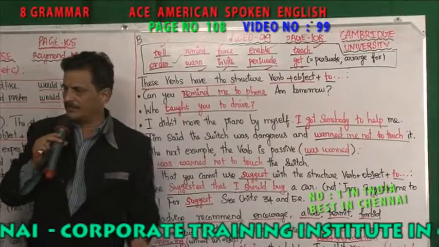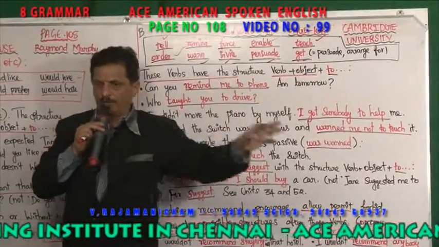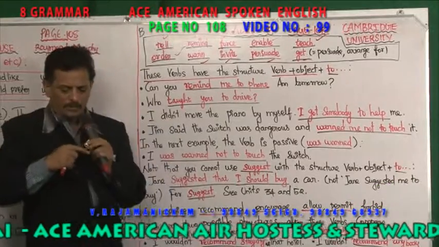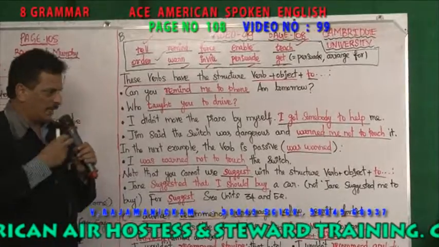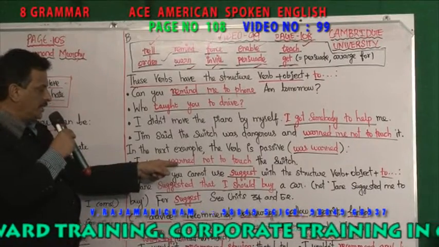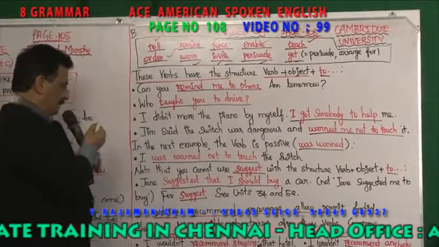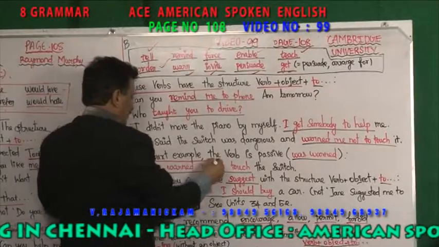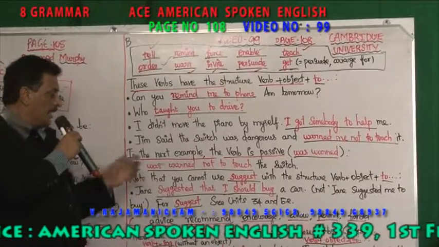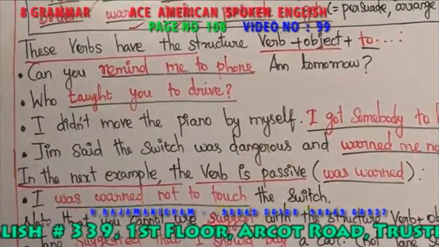In the next example, the verb is passive. What do you mean by passive, sir? Past participle is used. For example, warned is a past participle. Warn, warned, warned. Before warned, you are using am, is, are, was, were, will be, shall be. Then it is called passive. Before warned, you are using been, or being. It becomes passive. I was warned. So in the next example, the verb becomes passive. With the passive, you are using "to" plus present tense verb. I was warned not to touch the switch.